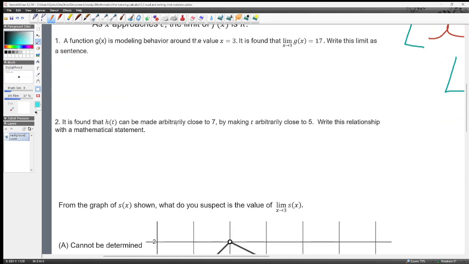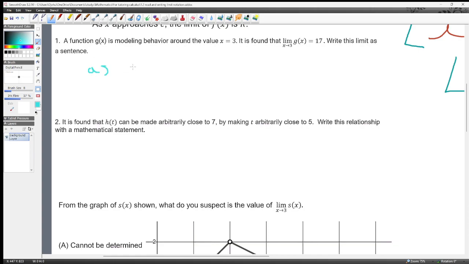So here we have practice examples. So you go on and try it, pause the video and give it a try. Okay, since you paused the video and tried it, the function g of x is modeling behavior around the value x equals 3. It is found that the limit as x approaches 3 of g of x equals 17. Write this limit as a sentence.